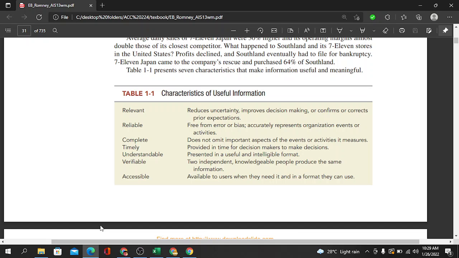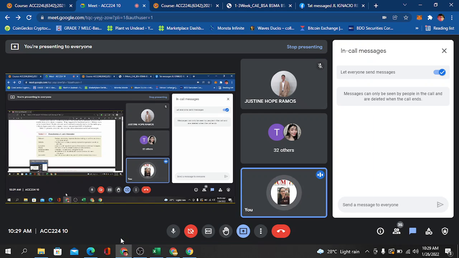Anybody? Wala? Tingnan natin ang chat box.